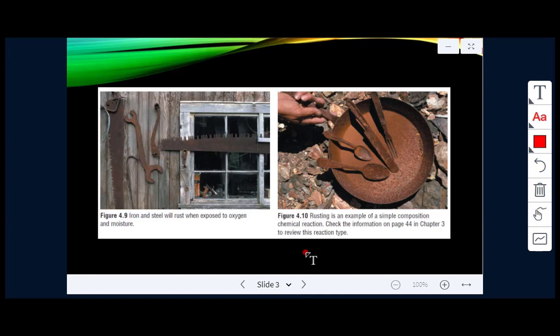Here are some more examples. Iron and steel rust when exposed to oxygen and moisture. Here we have what looks like kitchen utensils. We talked about this, I believe, in chapter 1, where a lot of utensils now are made with stainless steel to prevent the corrosion. So again, this is showing rusting, and it is an example of a simple composition reaction.